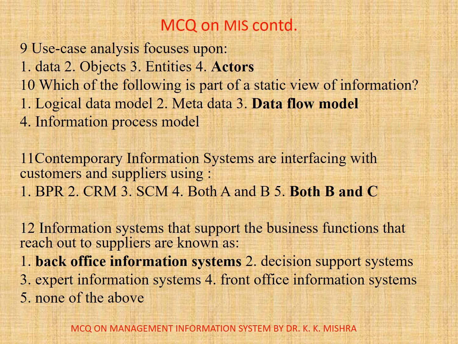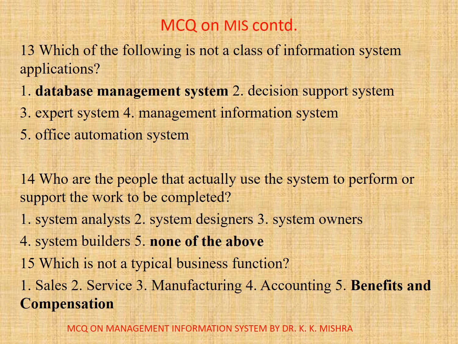12. Information systems that support the business functions that reach out to suppliers are known as, options are 1. Back office information systems, 2. Decision support systems, 3. Expert information systems, 4. Front office information systems, 5. None of the above. Correct option is 1. Back office information system. 13. Which of the following is not a class of information system applications? 1. Database management system, 2. Decision support system, 3. Expert system, 4. Management information system, 5. Office automation system. Correct option is 1. Database management system.